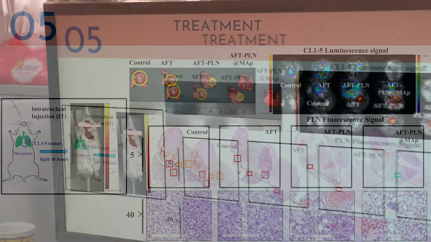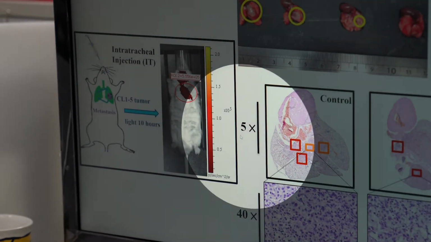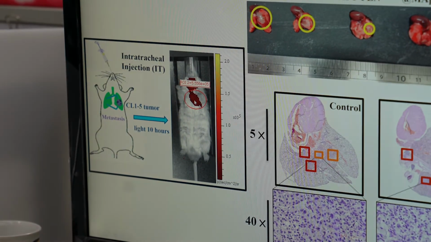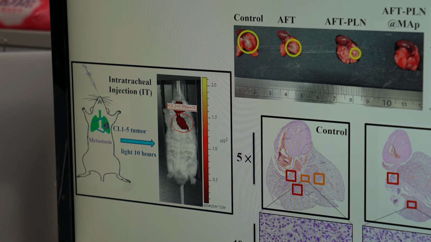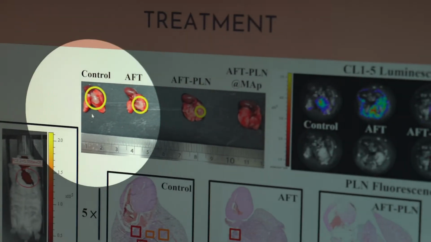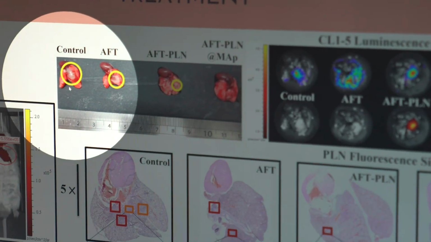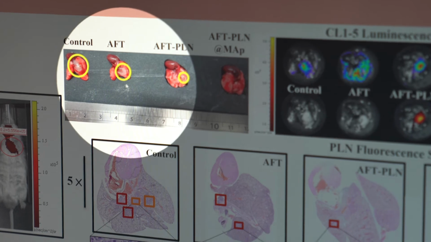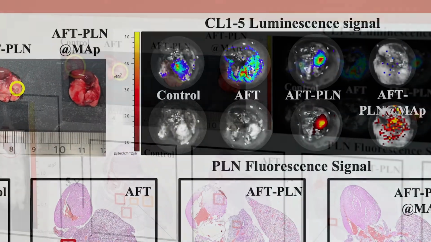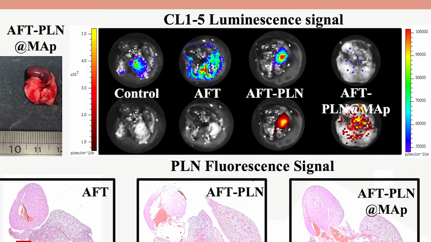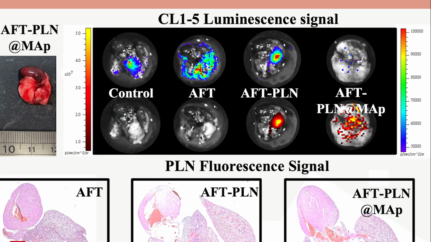First, we can see that after we inject our particle into the lung, the IVIS system can detect the fluorescent signals. Next, the control group has very big lung cancer tumors. After our treatment, the tumors begin to disappear. We use the IVIS system to detect the tumor change too, and we can see the luminescent signal becomes smaller and disappears with our treatment.